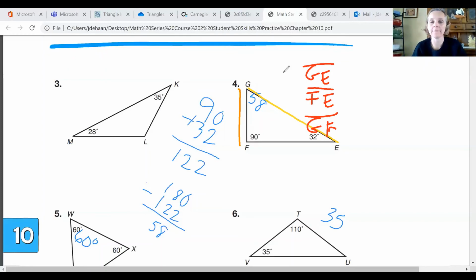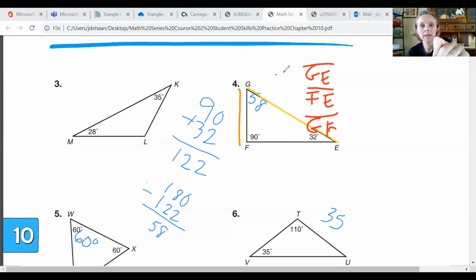Oh, that's a funny looking F. All right, so that is one more thing to learn. Once you find the angle measures, you can also use the angle measures to determine the order of the longest or the shortest side length of a given triangle. So that's all for today.